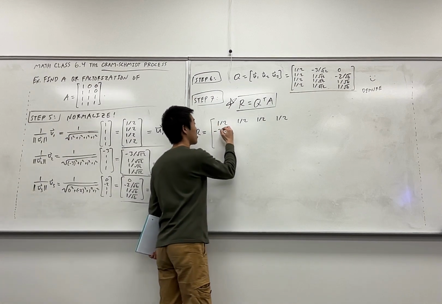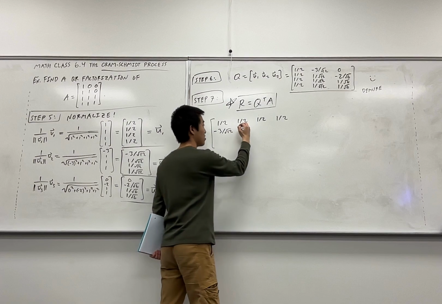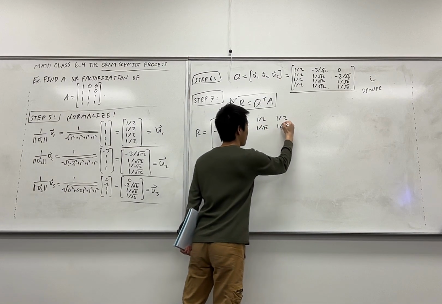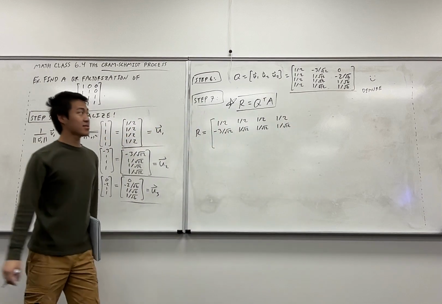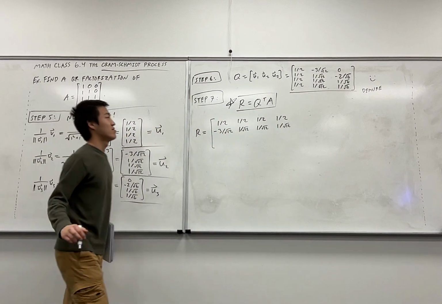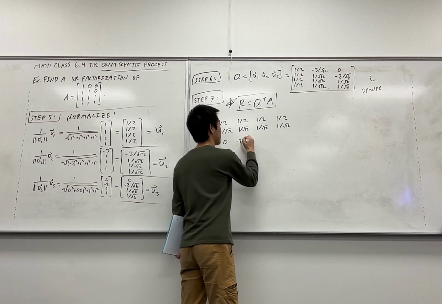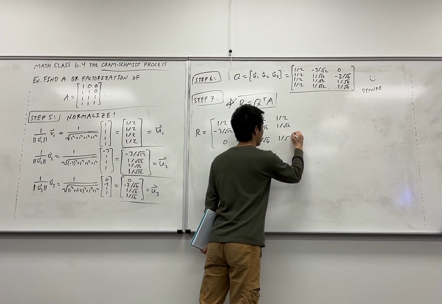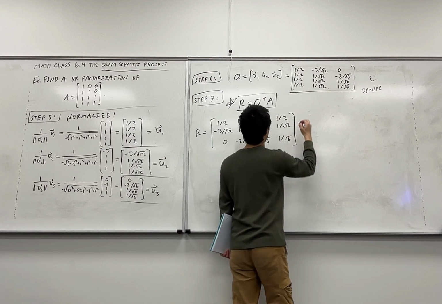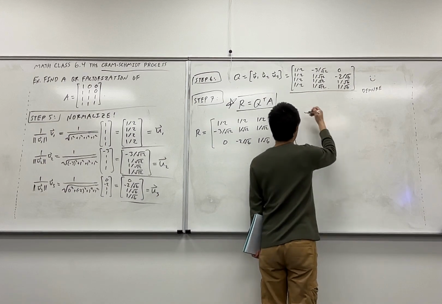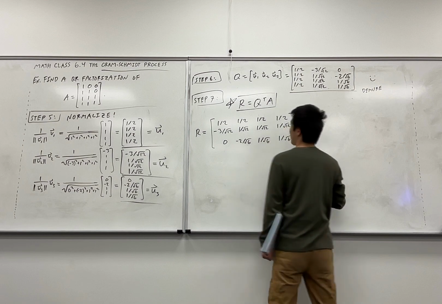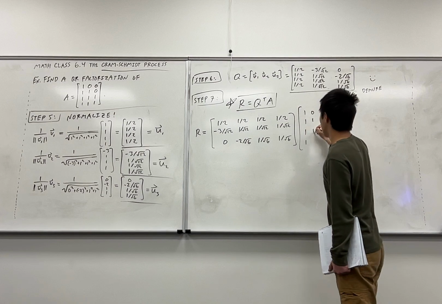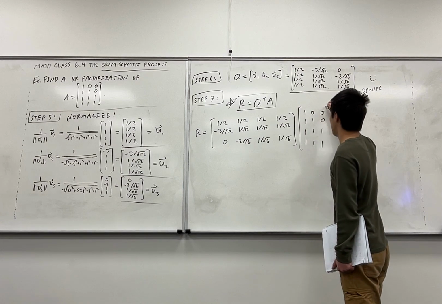-3 over the square root of 12, and then 1 over the square root of 12, 1 over the square root of 12, 1 over the square root of 12. And then what's the last row? 0, -2 over root 6, 1 over root 6, 1 over root 6. And then this is times A. Well, that's an old face. We haven't seen A in a second. But what is A? 1, 1, 1, 1, 0, 1, 1, 1, 0, 0, 1, 1.